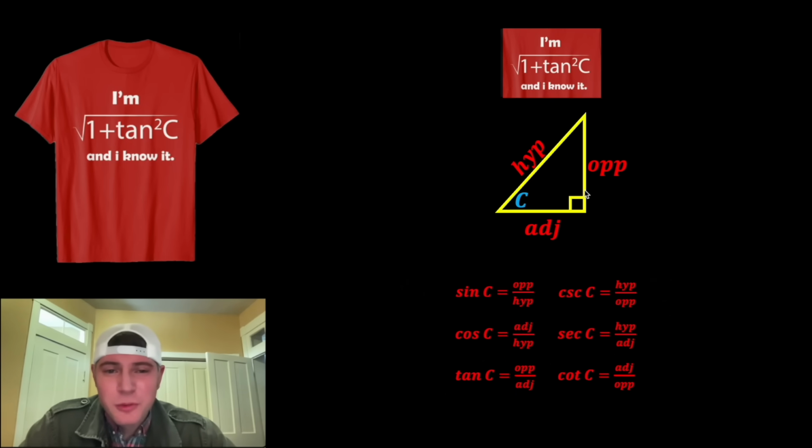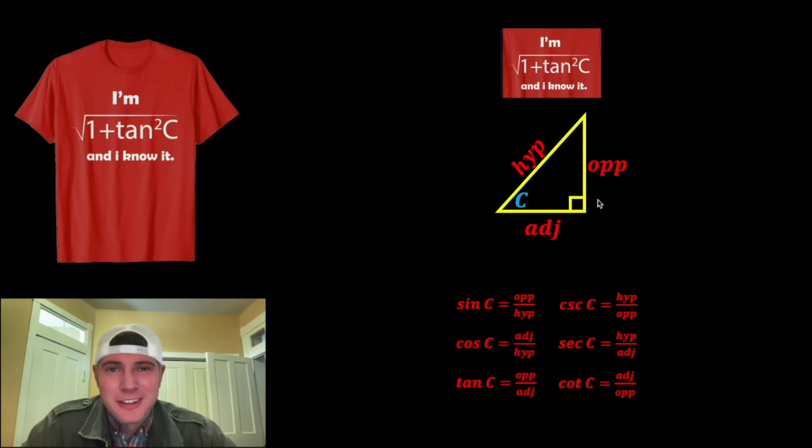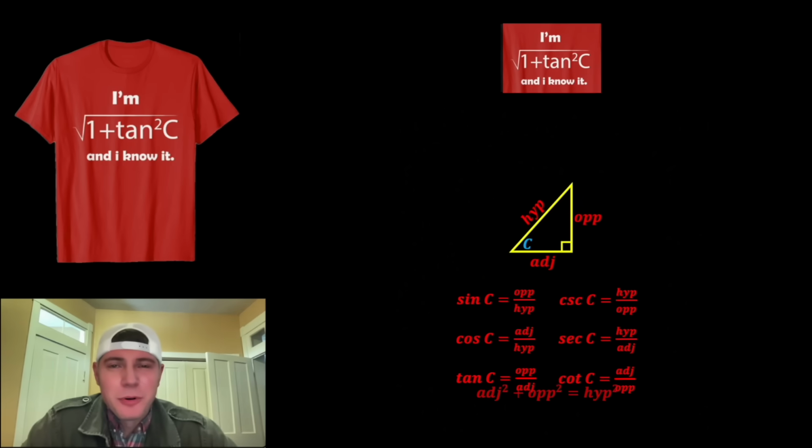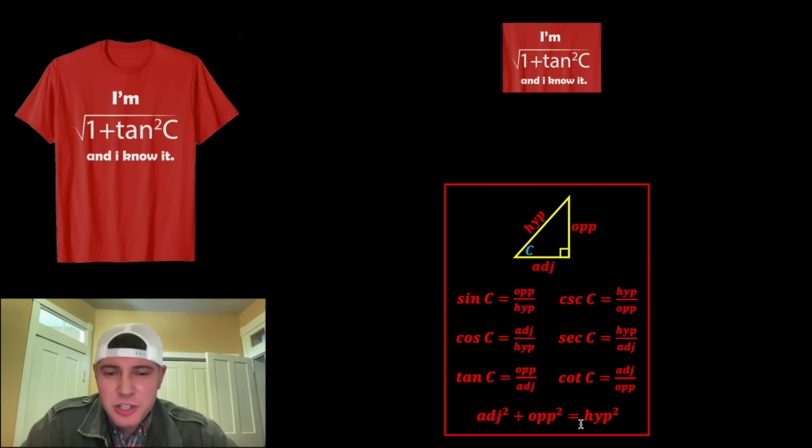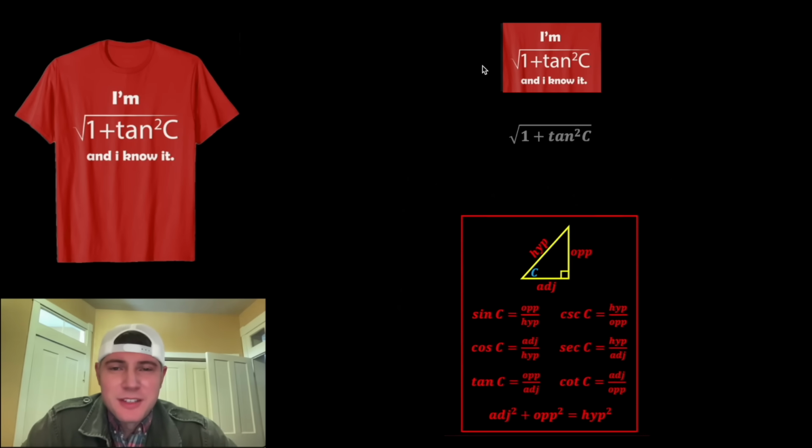And since this is a right triangle, we've got the Pythagorean theorem. It's going to be adjacent squared plus opposite squared equals hypotenuse squared. This all looks important. Let's put a box around it. And this should be all that we need to figure out what this is saying.